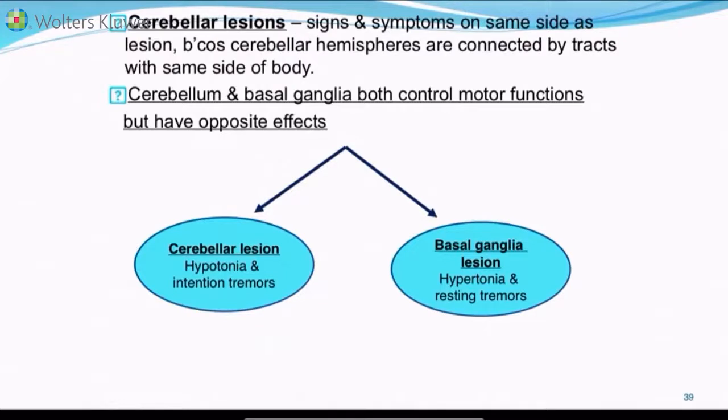Cerebellum and basal ganglia both control motor functions but have opposite effects. Because in a cerebellar lesion, there is reduced muscle tone, hypotonia, and intention tremors, whereas in basal ganglia lesion, there is hypertonia and resting tremors. Resting tremors means when the patient is sitting quietly also, there will be tremors of the hands. Not necessary he has to go and pick up an object. Even otherwise, even at rest, the patient will be presenting with resting tremors and increased muscle tone, which is known as hypertonia. So this is all about cerebellum.